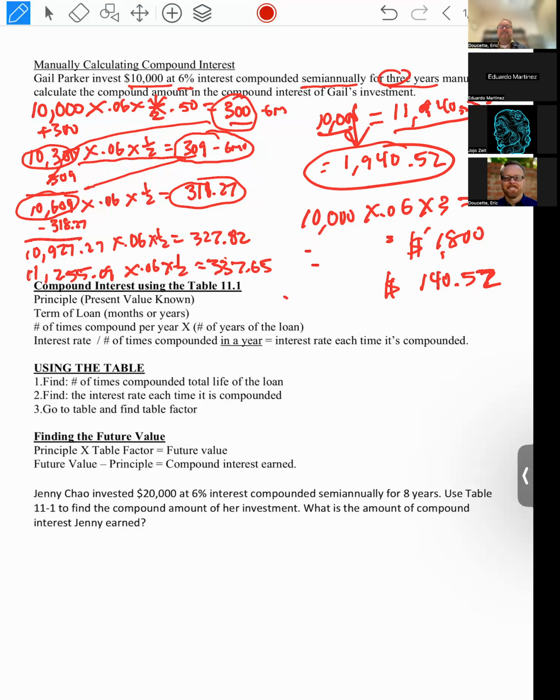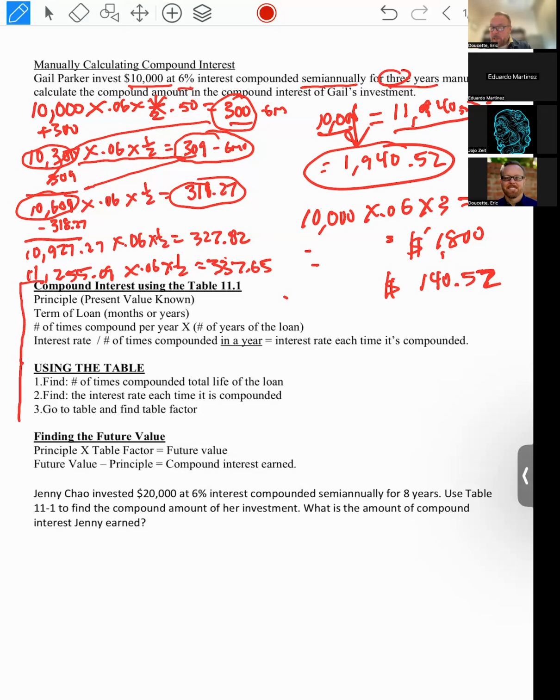Now, by the way, this is the same way that your mortgage works, except you're accumulating interest. It's also the same way credit cards work. So you're accumulating interest based off how often it's compounded. So that's the negative side of it. The positive side is if you're investing, you're doing pretty good. All right, so that's the longhand way of doing interest.